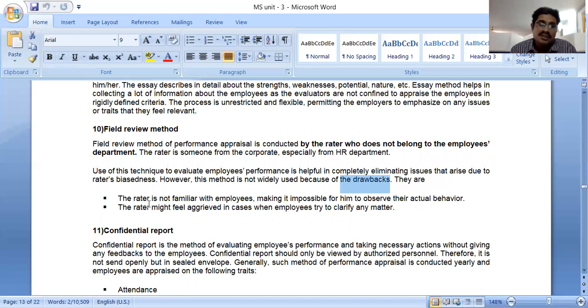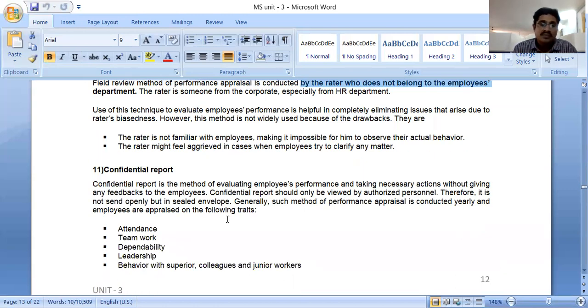So here the drawbacks are: the rater, or the performance checking hierarchy, is not familiar with the employees, so it is impossible for him to observe their actual behavior. The rater might also feel aggrieved if an employee tries to clarify any matter. This type of rater does not belong to the employees' department. Please remember this word. This is called the field review method.